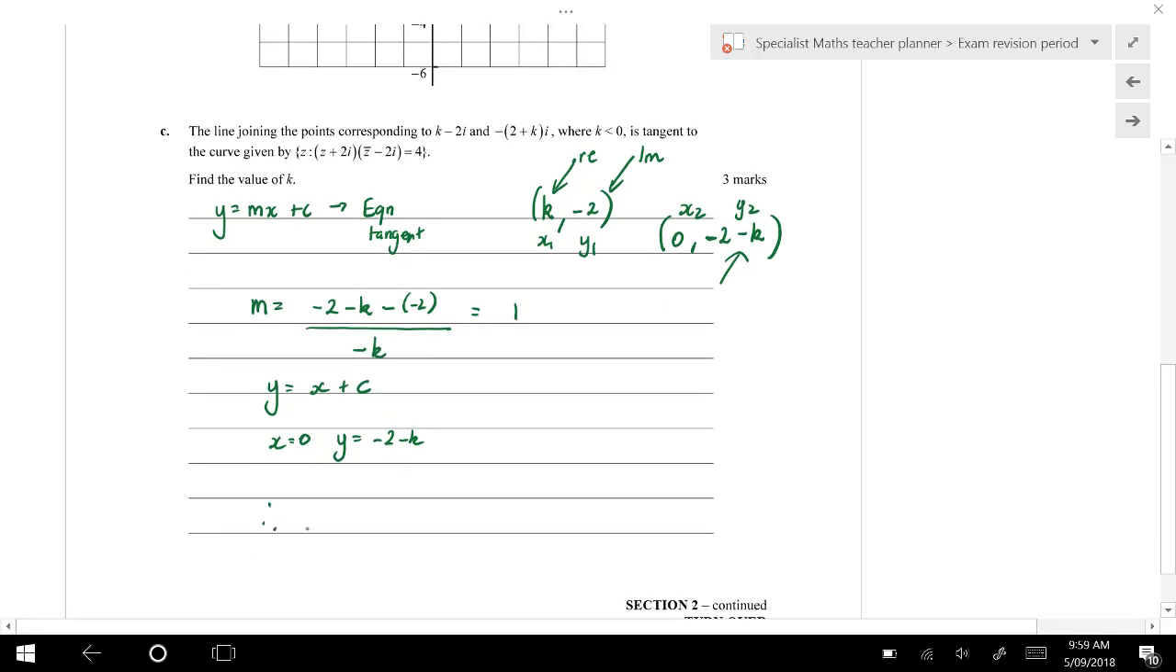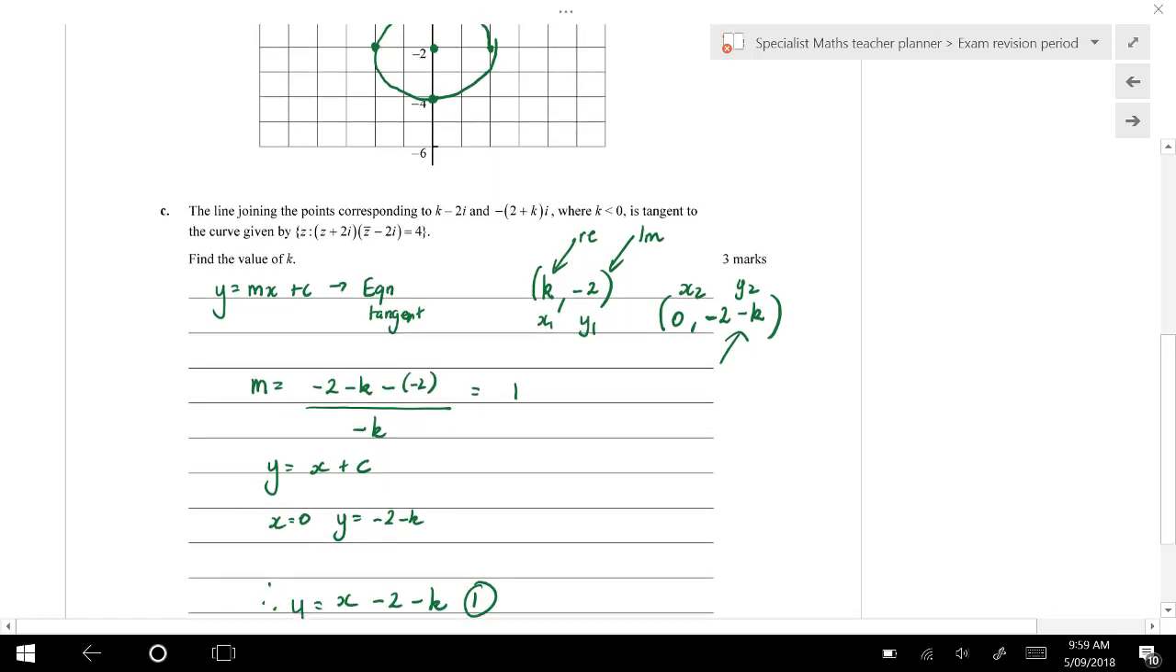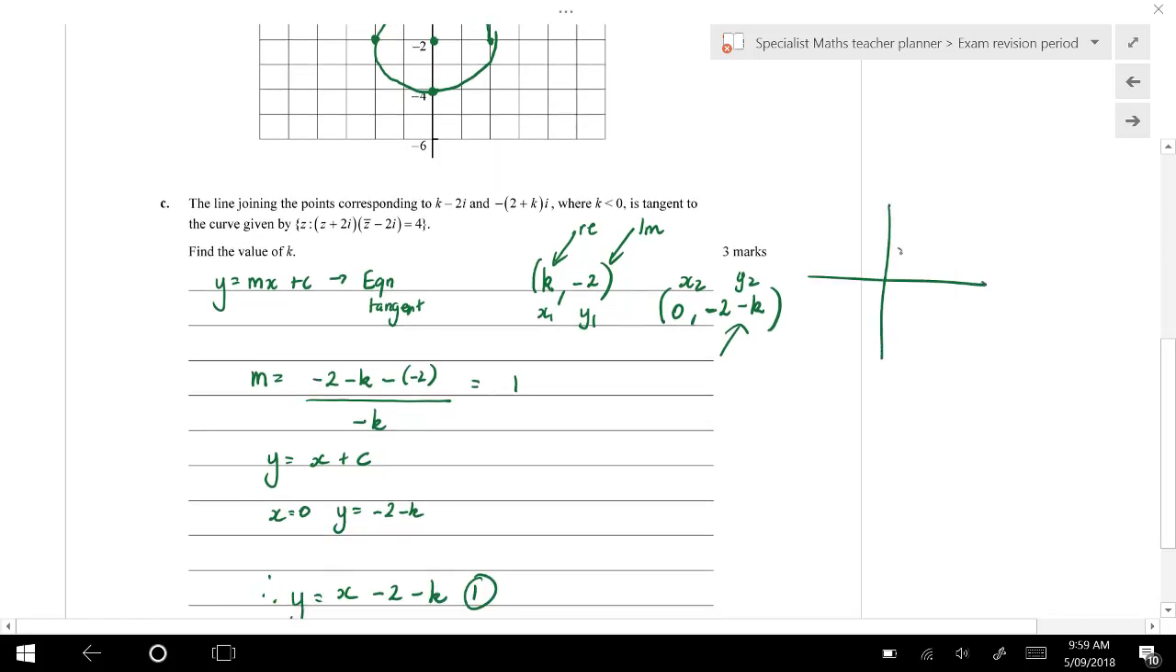So therefore, my equation of the tangent is y = x - 2 - k. Okay, now I'm going to call that equation 1 because I've got a tangent which touches some point. When it touches a point, it only touches once. Now obviously I've just drawn some random circle there. So I guess if you start to think about that, then if it only touches once, I probably might have a quadratic equation.